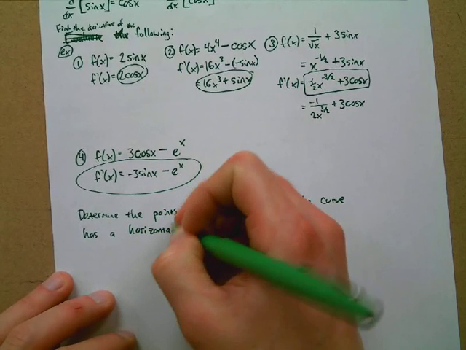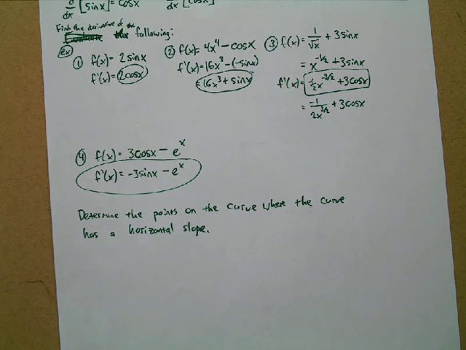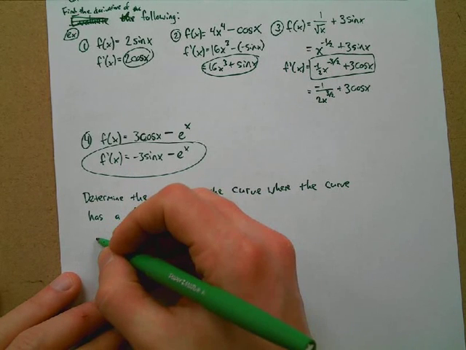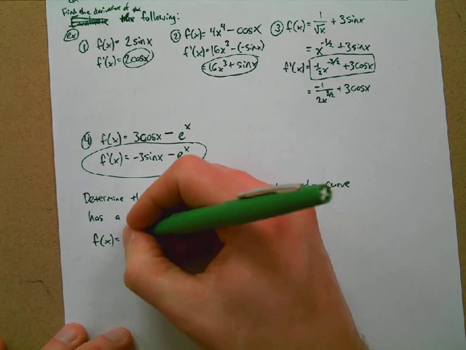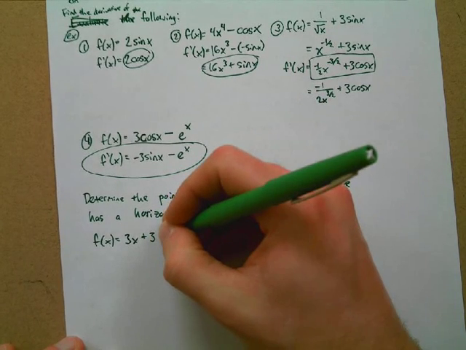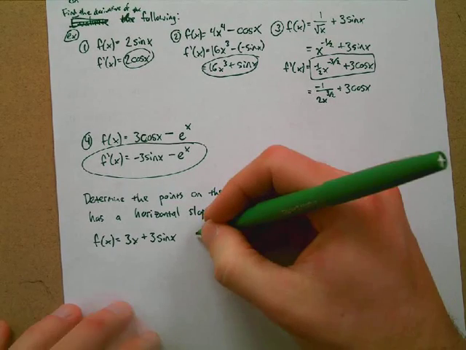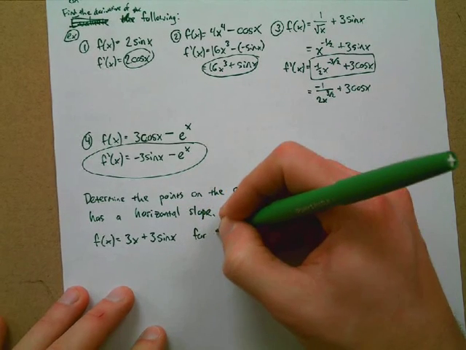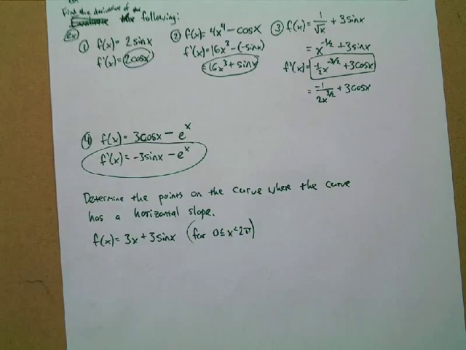Okay, so I'm going to give you a curve here. Let's say our curve here is f of x, the function f of x equal to 3x plus 3 sine of x. And because we're talking about trig functions, we'll stick to 0 less than or equal to x less than 2 pi. So determine the points on the curve where the curve has a horizontal slope, or determine the points on the function where the function has a horizontal slope.